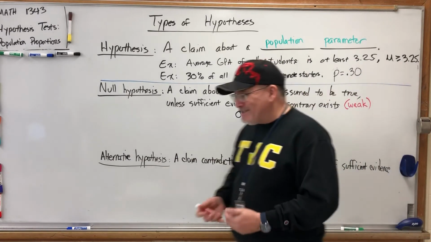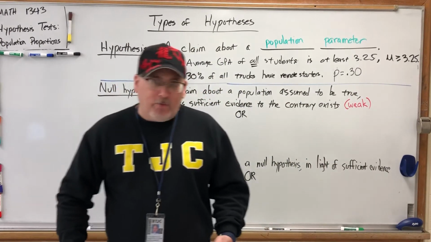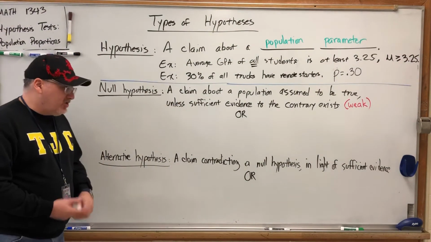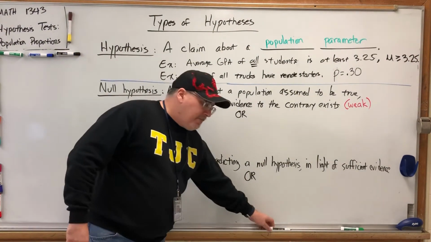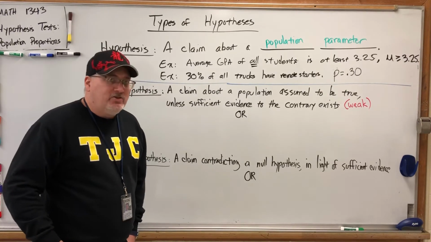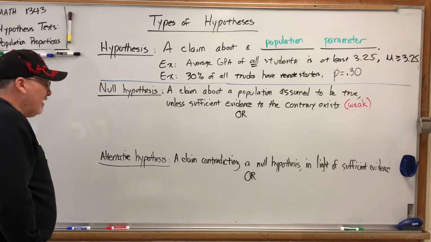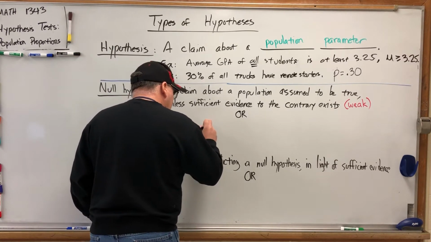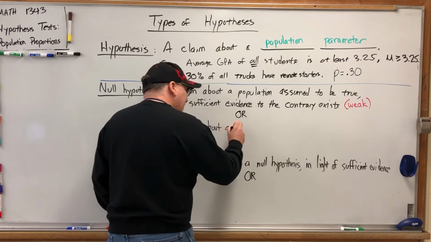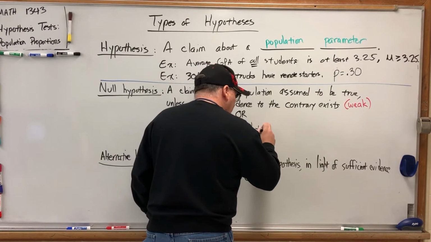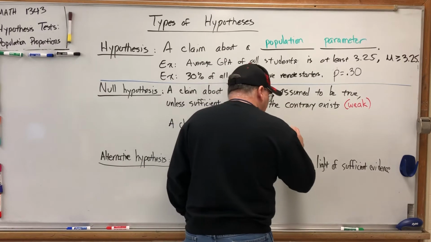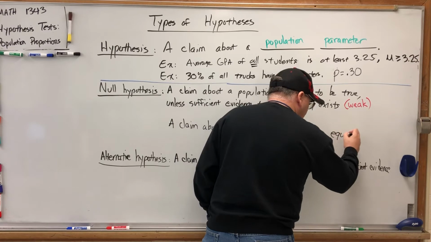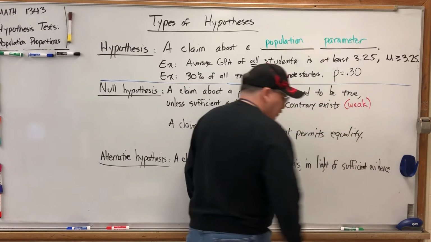Because in the mechanics behind hypothesis testing, in other words, when we get to step 1, step 2, step 3, this won't be a solid enough definition to go, that's a null hypothesis. There is a more objective way to define a null hypothesis. A null hypothesis is a claim about a population that permits equality. Now, what do I mean by that, permits equality?